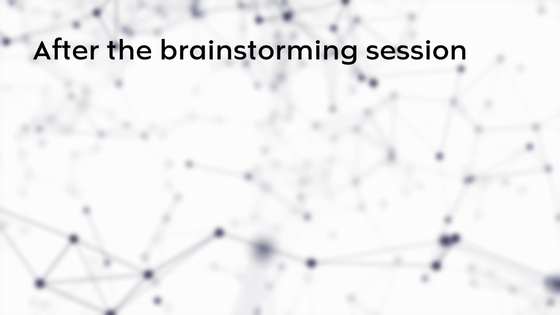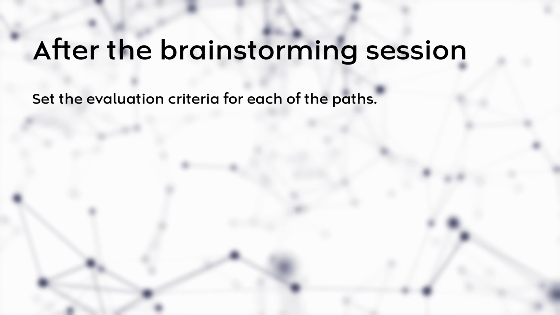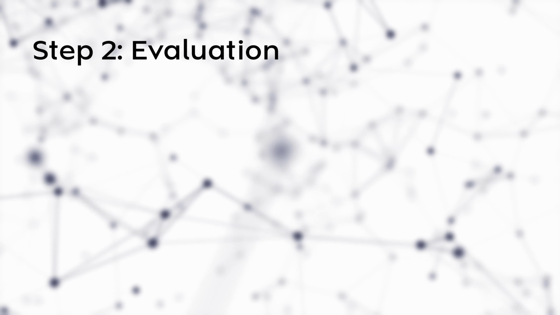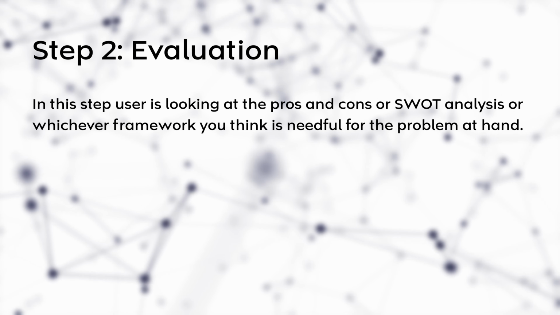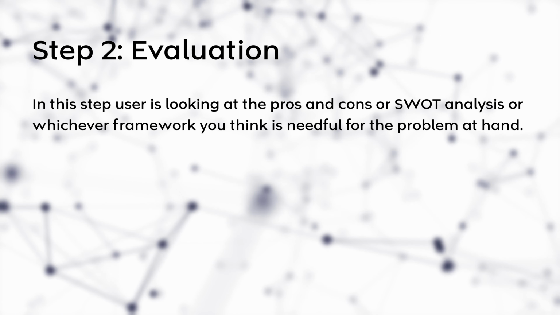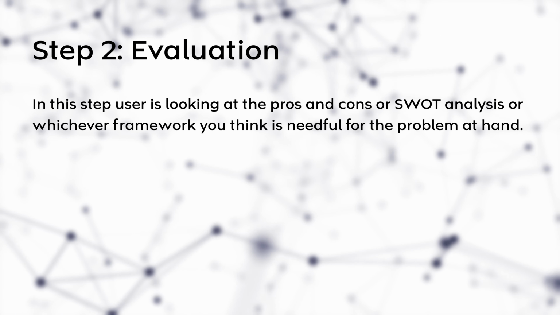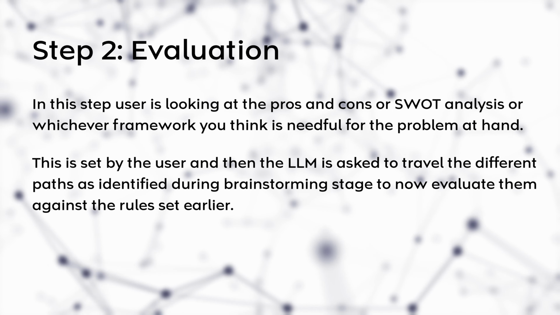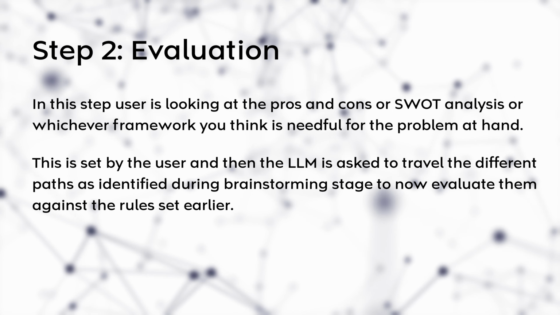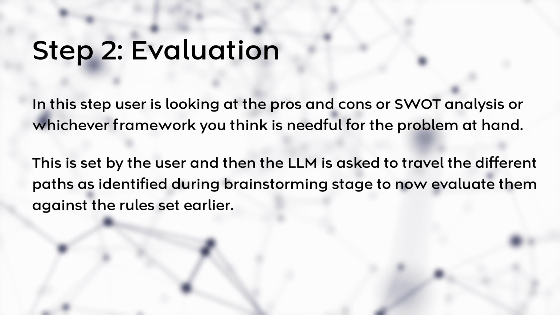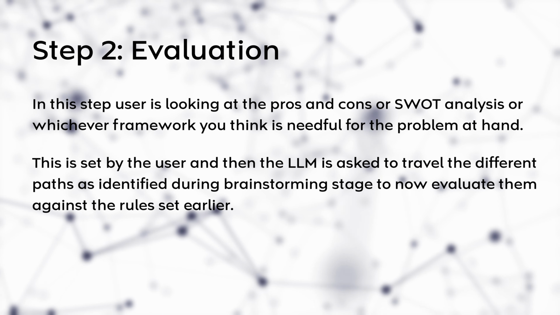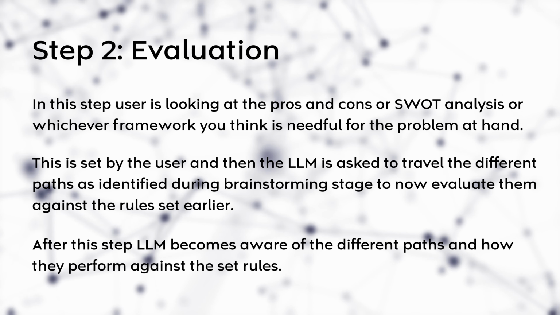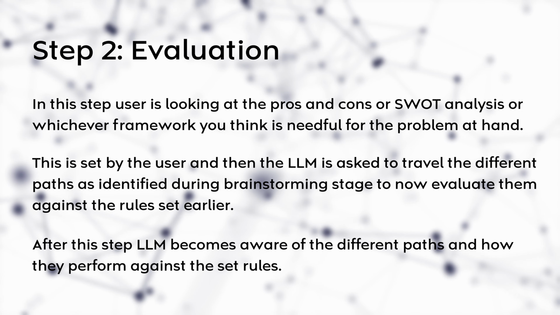Once the brainstorming session is over, we need to set the evaluation criteria for each of these paths. This step is called the evaluation step, where you're looking at the pros and cons or SWOT analysis or whichever framework you think is needful for the problem at hand. This is set by you, and then the LLM is asked to travel the different paths as identified during the brainstorming stage to now evaluate them against the rules set earlier.